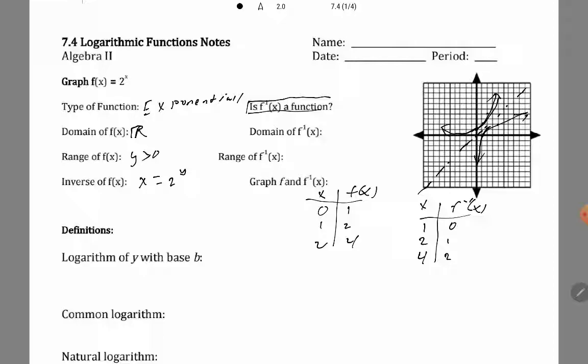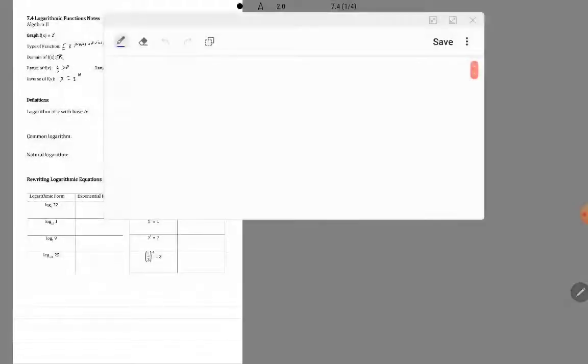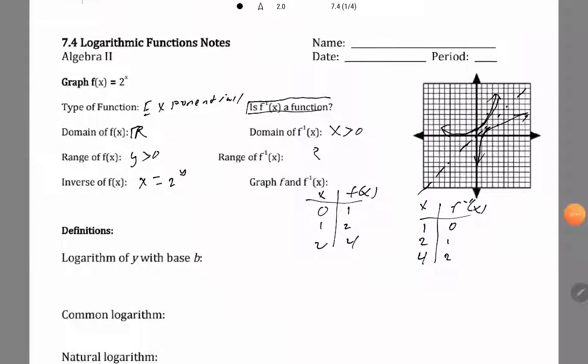Domain, x is greater than 0, and then this time y is all real numbers. Because all we did was, oops, what's going on? There we go. Alright. So y, if you don't know, this means belongs to. It's an odd E, but that means belongs to all real numbers. Okay.